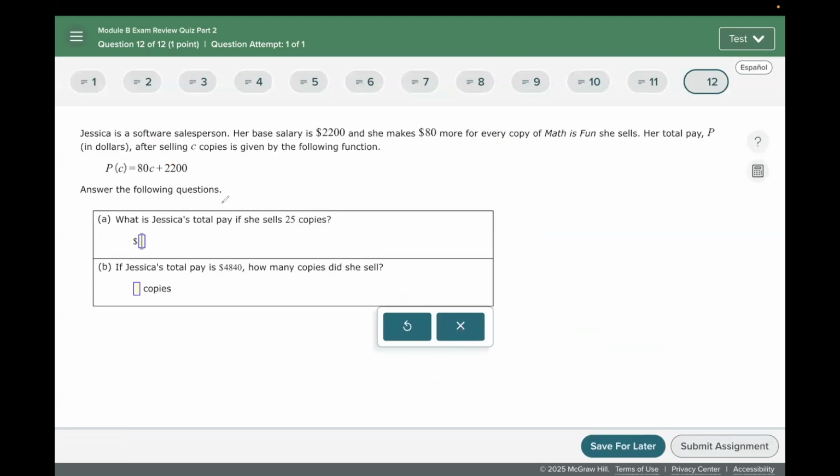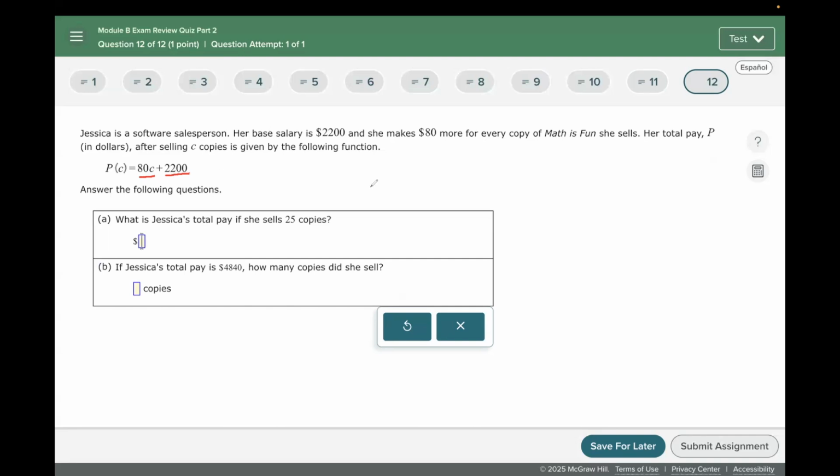All right. This one says, Jessica is a software salesperson. Her base salary is $2,200 and she makes $80 more for every copy of Math is Fun she sells. Her total pay P in dollars after selling C copies is given by the following function. So we could have written this ourselves because basically, how much money does she make? Well, $2,200 is base and then however many copies of Math is Fun she sells. So $80 per copy. If she sold one copy, then you'd add on $80. If she sold no copies, then you'd have just $2,200.